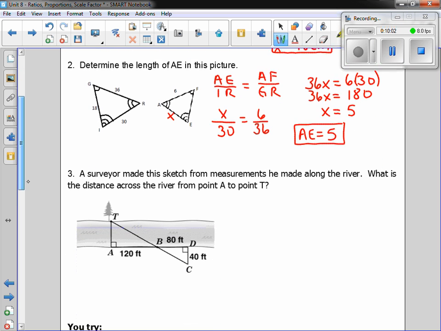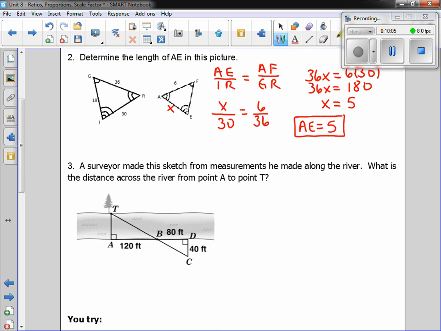Our next example gives us a picture. It is a common word problem. A surveyor made this sketch from the measurements he made along the river. What is the distance across the river from point A to point T? So since they want to know the distance across the river, that is unknown, so we're going to use that as x. We are going to set up our proportion as the amount across the river as x, and that corresponds with the side of the other triangle that matches with 40.